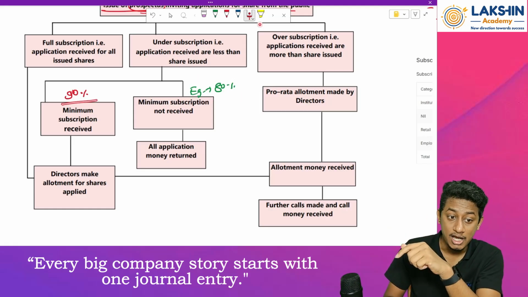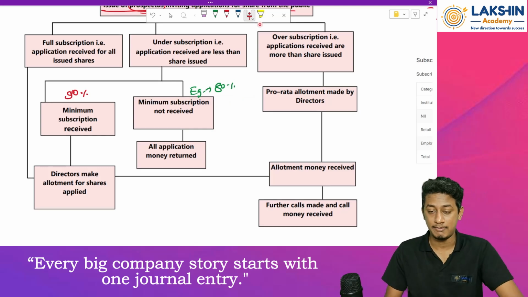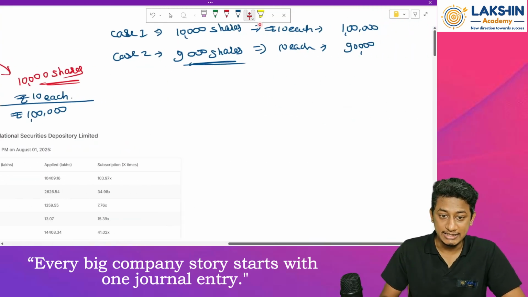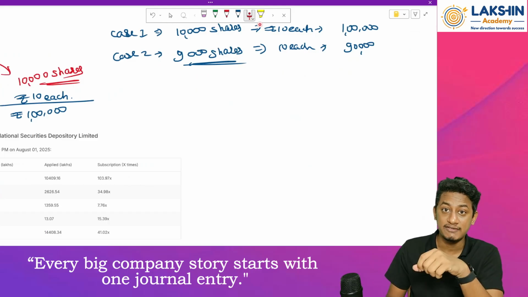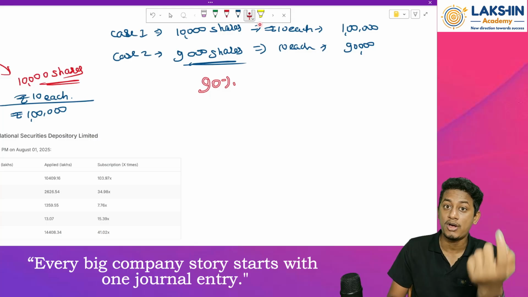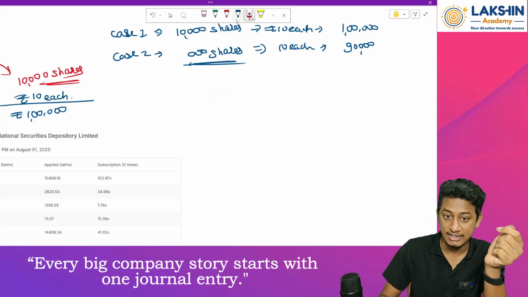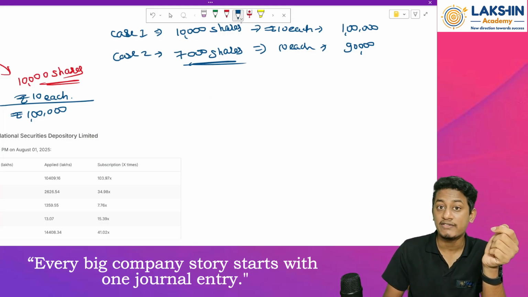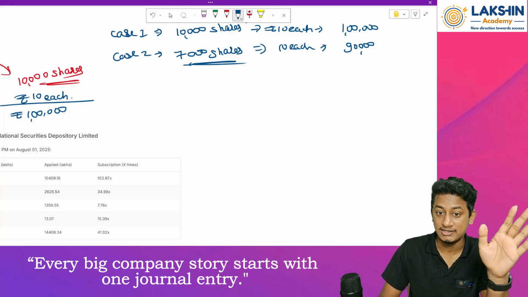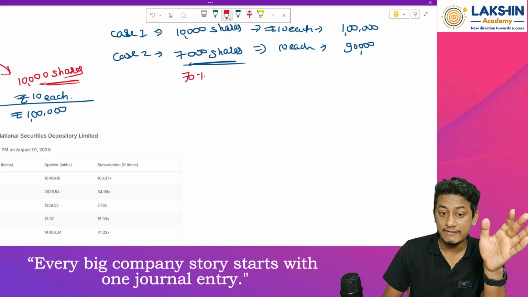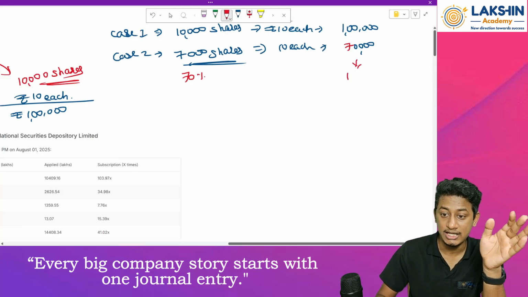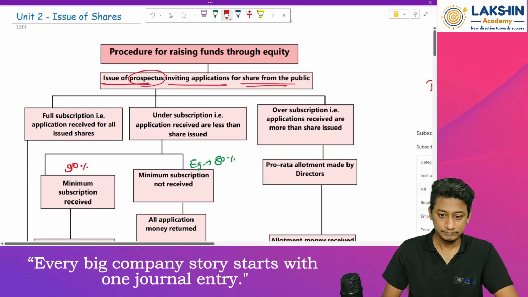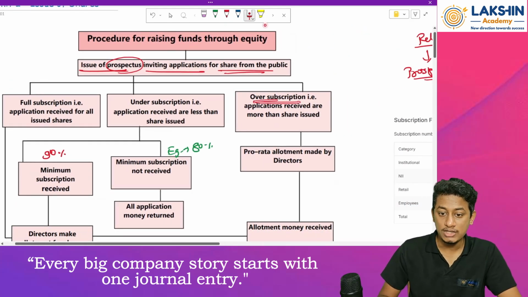What is the minimum criteria? At least 90% of the issue should be subscribed. Let us say in my example, out of 10,000 shares, how much is subscribed? Only 9,000 is subscribed. How much percentage will that be? It will be 90%. That means I can go for further allotment. But let us say the subscription is done for only 7,000 shares. How much percentage subscription is this? This is only 70% subscription. That means whatever money I have received, that is 70,000 rupees, has to be refunded to the people. Clear?